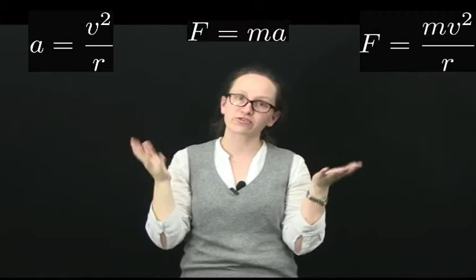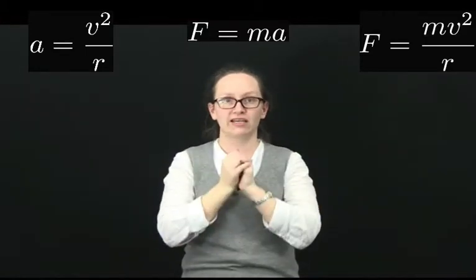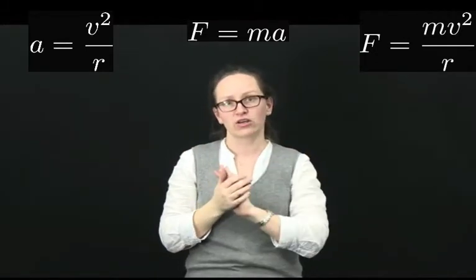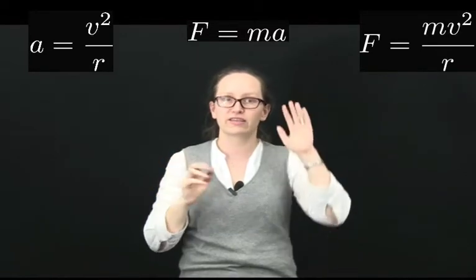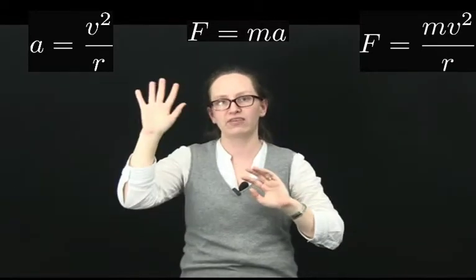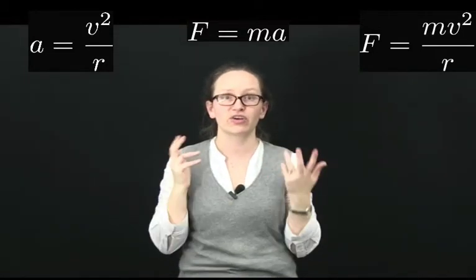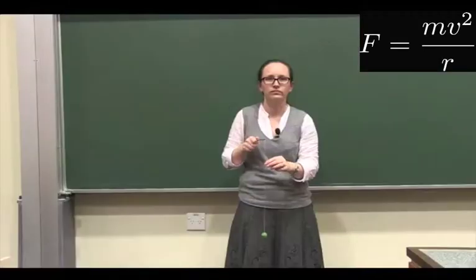So to work out the centripetal force acting on an object, all we need to do is multiply the centripetal acceleration by the mass. So the formula for the centripetal force felt by an object is the force is equal to mv squared on r. Let's have a look at a demonstration now which will make use of this relationship.